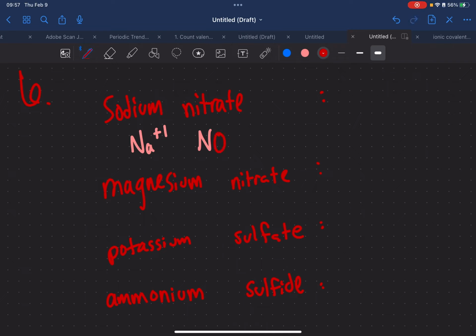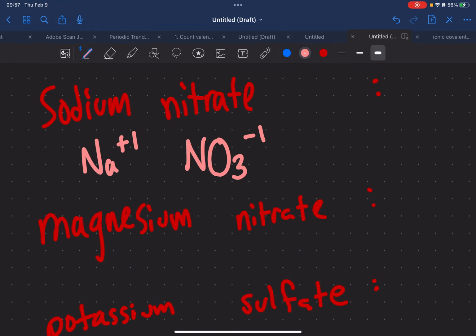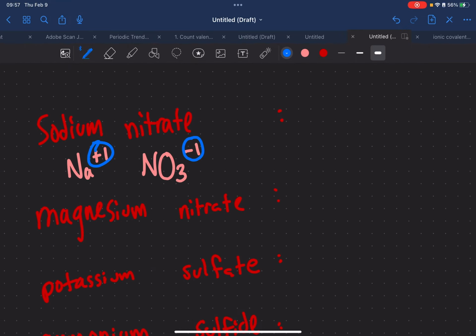But nitrate is NO3 and has a charge of -1. Now, these charges cancel each other out. So how many of each ion do we need? Just one. So I need one sodium, and I need one nitrate.